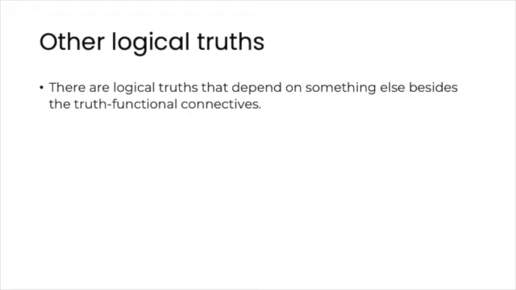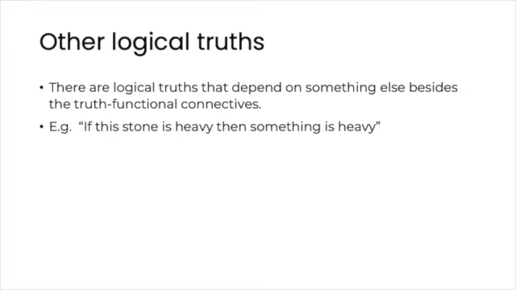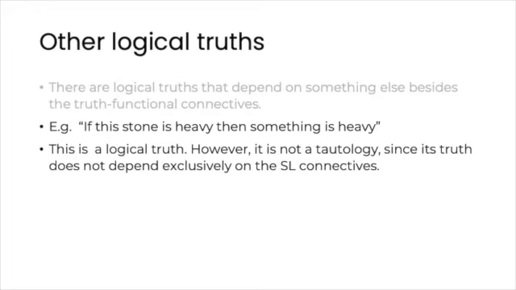There are logical truths that depend on something else besides the truth functional connectives. Consider this sentence. If this stone is heavy, then something is heavy. This is also a logical truth. However, it is not a tautology, since its truth does not depend exclusively on the truth functional connectives, but also on other logical features of English, such as the meaning of the word "something" and its relation with the phrase "this stone." So, to capture the fact that this is a logical truth, we'll need a richer language, like that of predicate logic, which we'll introduce in future lessons.